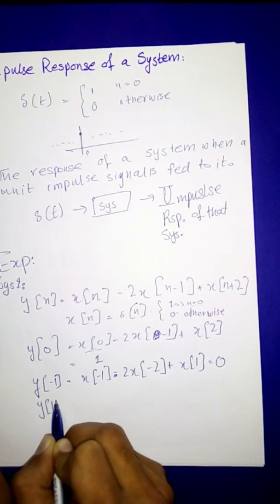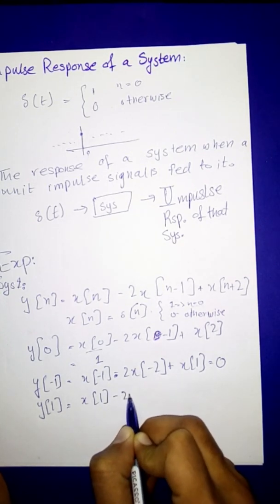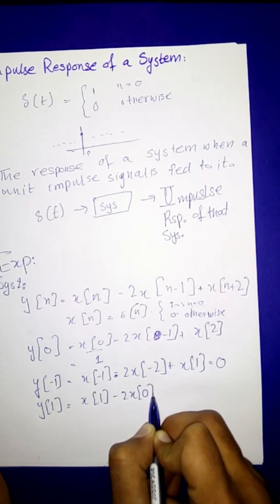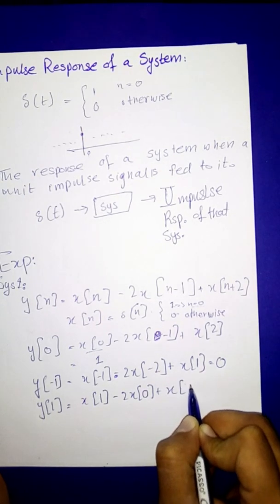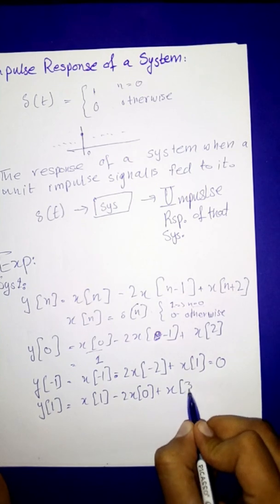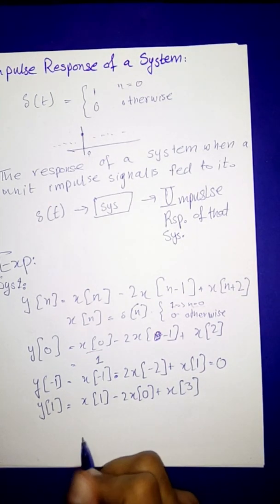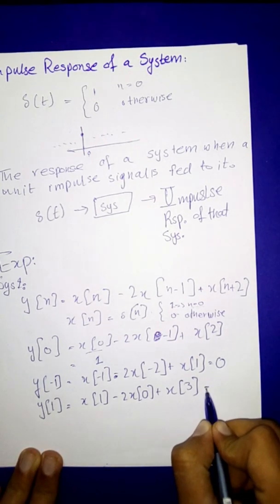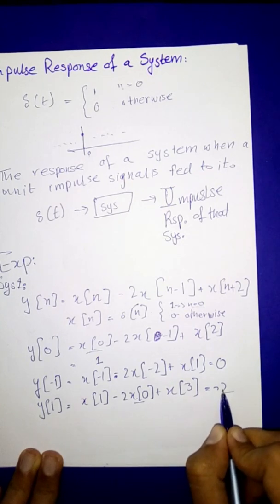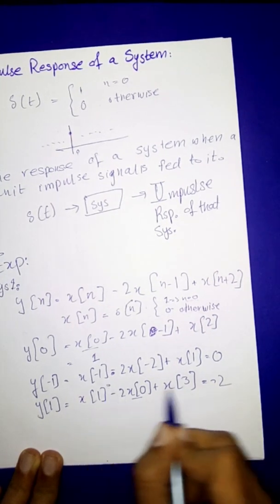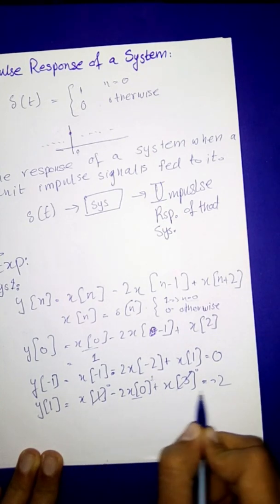For n is equal to 1, we will have x of 1 minus 2 x of 0, plus we will have x of 3. Now this is equal to minus 2, because x of 0 is 1, and minus 2 multiplied by this, these are zeros, these will result in zeros, this is 1, both multiplied we get minus 2.